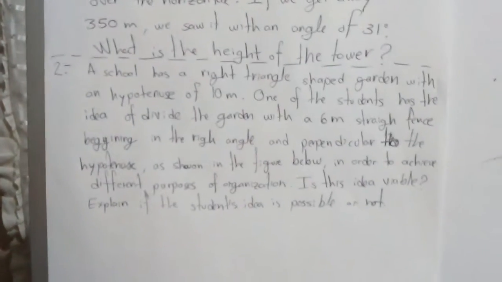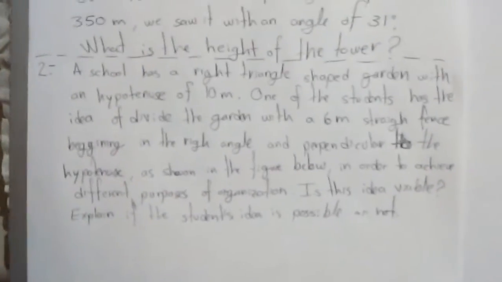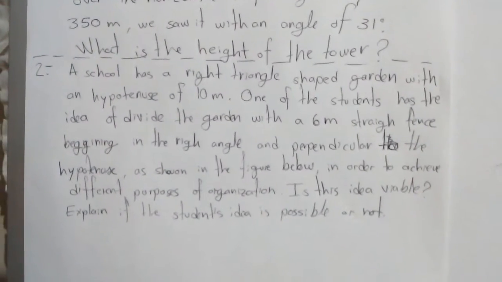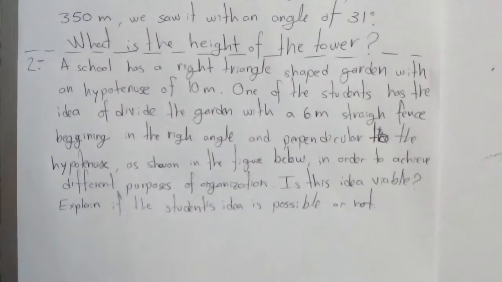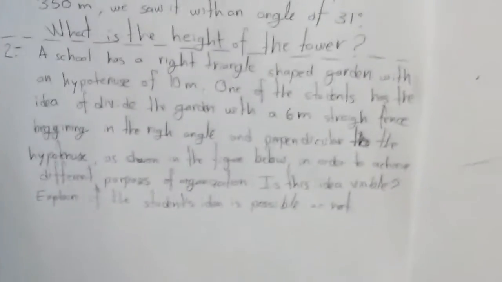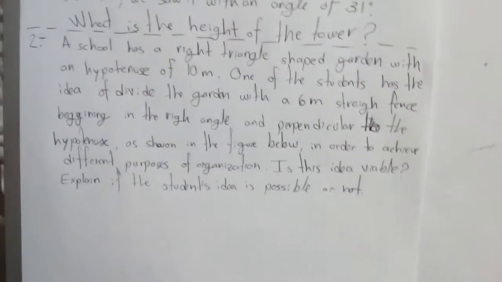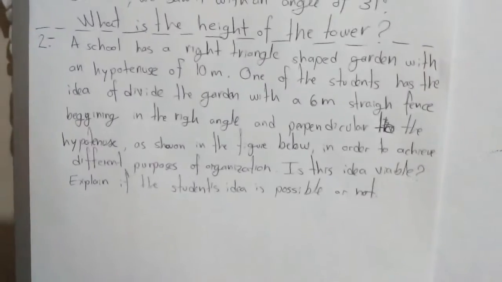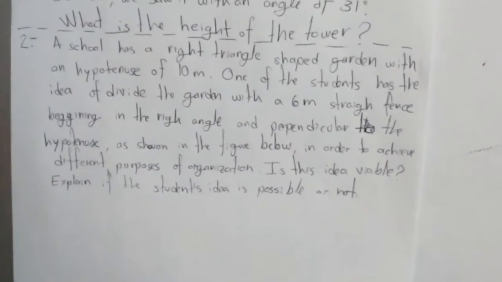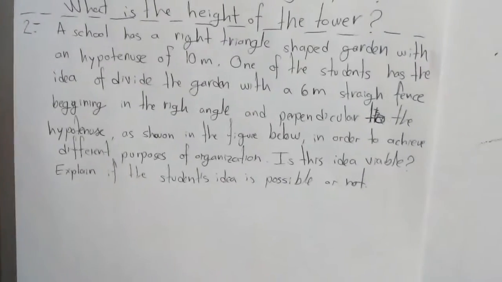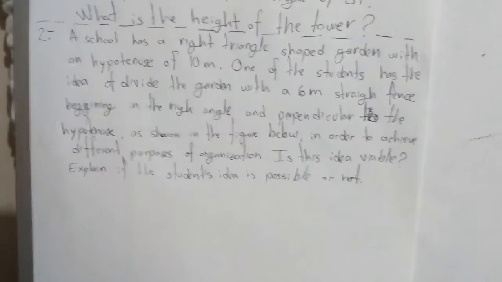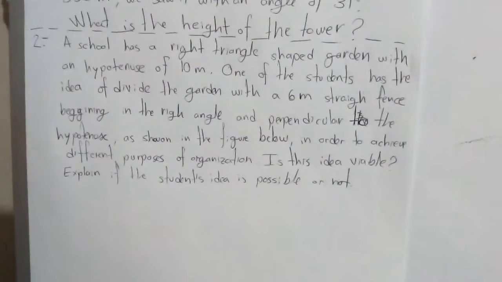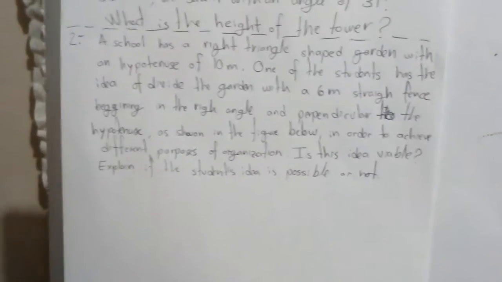It says: a school has a right triangle shaped garden with a hypotenuse of 10 meters. One of the students has the idea of dividing the garden with a 6-meter straight fence, beginning at the right angle and perpendicular to the hypotenuse, as shown in the figure below, in order to achieve different purposes of organization, which don't really matter for our purposes. Okay, so is this idea viable? Explain if the student's idea is possible or not.